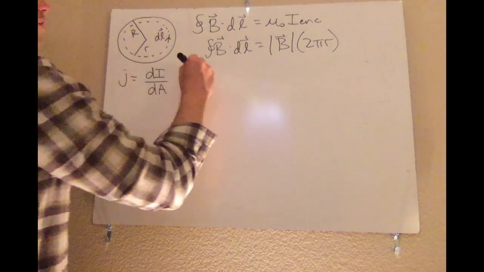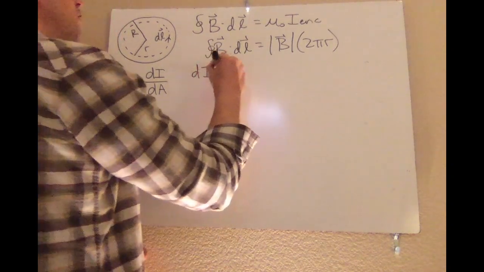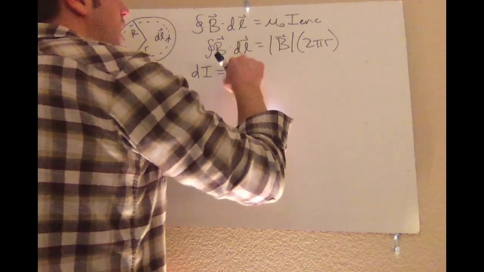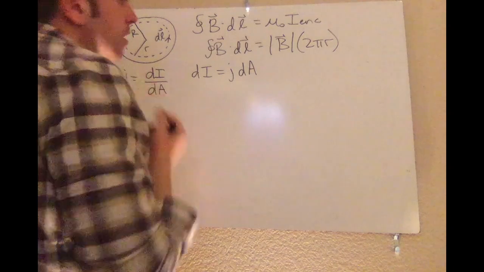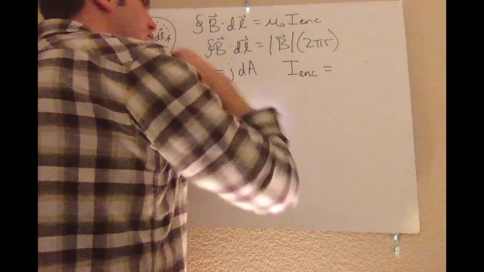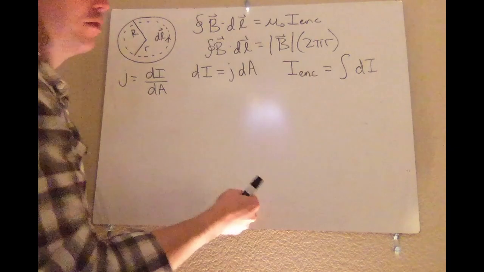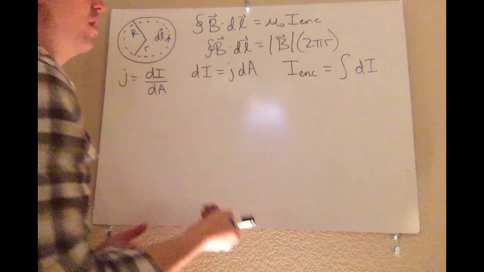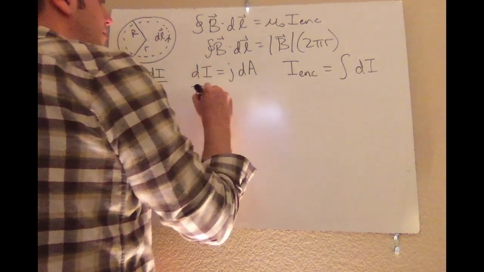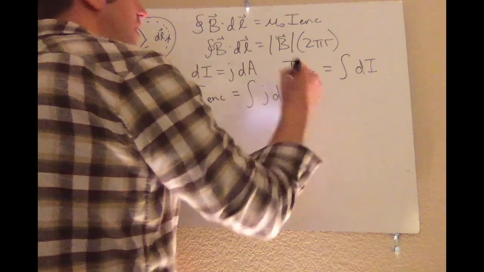Okay, and so di, some little infinitesimal amount of current, is equal to J, the current density, times dA, some kind of infinitesimal amount of area. All right, so I enclosed is going to be an integral of all these di's, right? If I add up all the infinitesimal bits of current that I'm enclosing, including everything, then I have I enclosed. And that means for I enclosed, what we have is the integral of J dA.